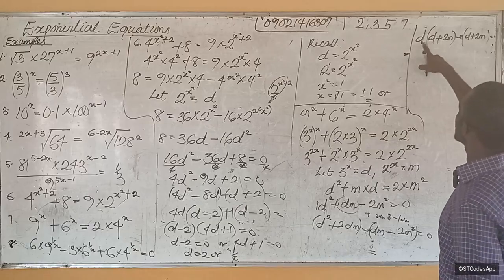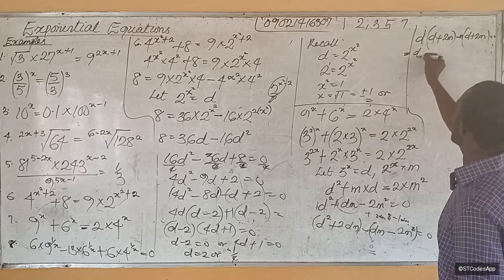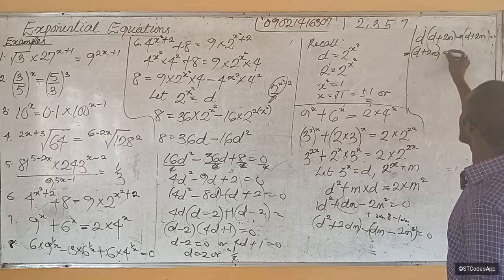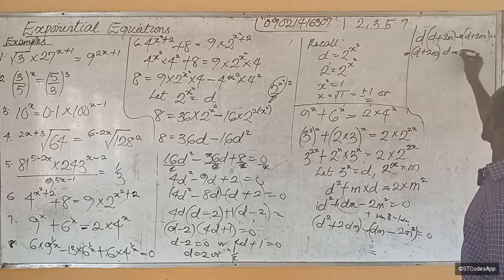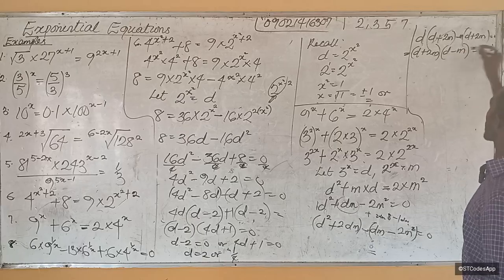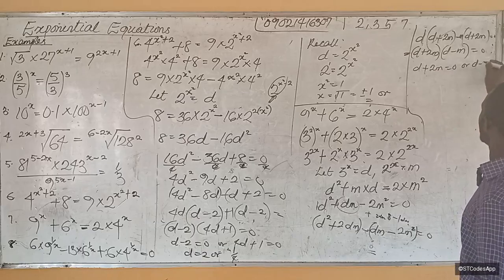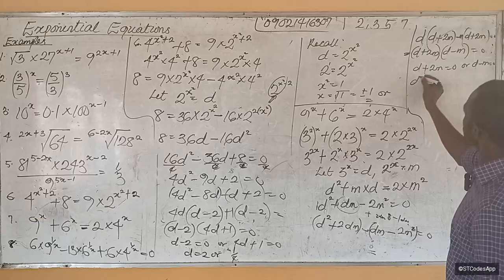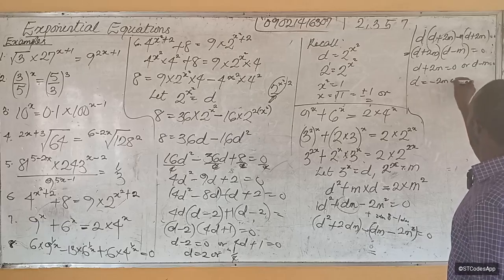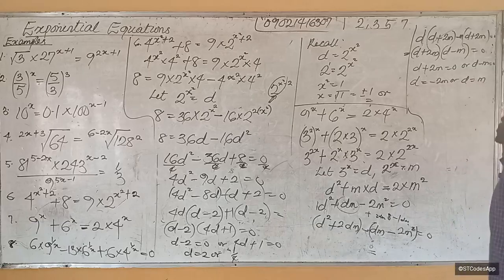So I have d plus 2m is now common between d and minus m. So both are equal to 0. So d plus 2m is equal to 0 or d minus m is equal to 0. So it's either d equals minus 2m or d equals m.